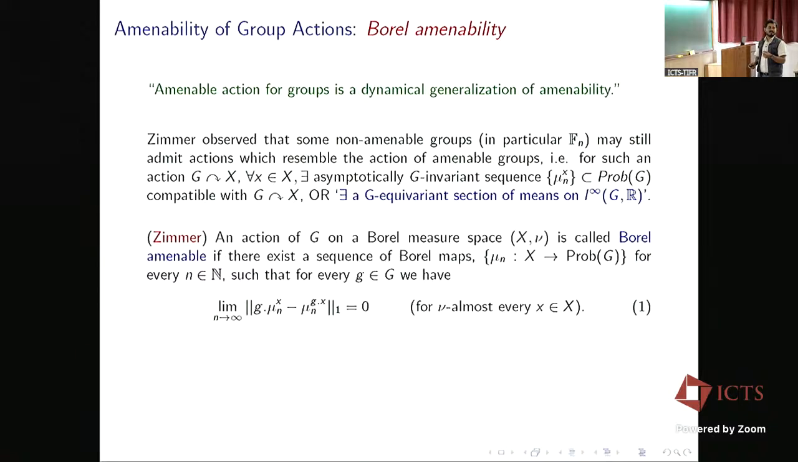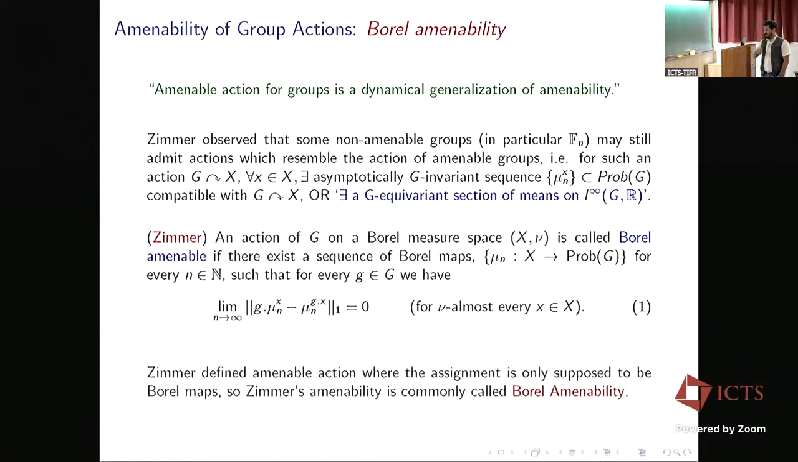That means this is up to measure nu, this assignment is equivariant in the limit. So this is asymptotic equivariance, we can say. This sequence of maps are asymptotically equivariant. So Zimmer defined this amenable action. This assignment was only required to be Borel maps. So we call this Borel amenability.